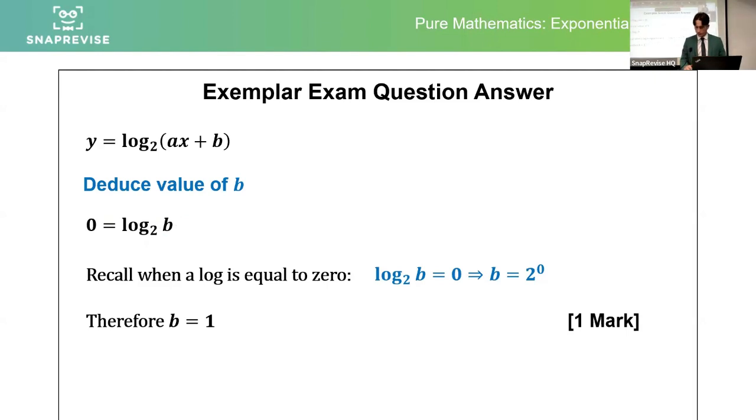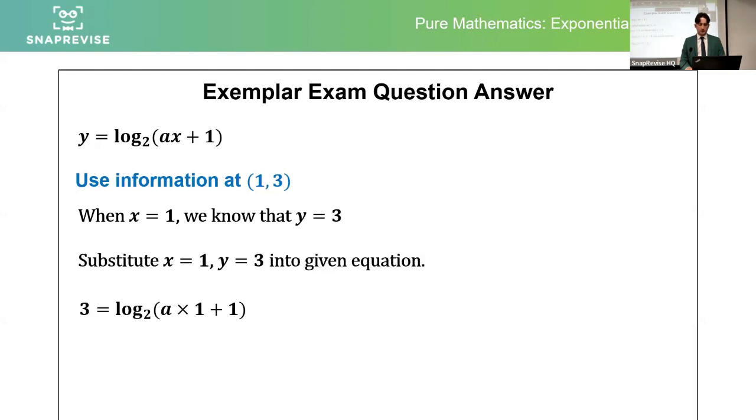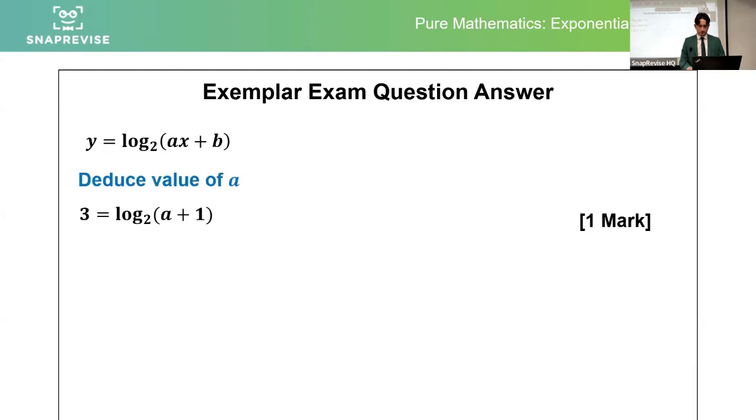Hopefully that's okay for everyone. Just check that's all good and let us know if not. And then for the second bit of information, we're going to sub the other coordinate in, given that we now know b is 1. We may as well replace that in there because there's one less unknown. So we sub x in as 1, y in as 3, and b we know is 1. We're just looking for a now. So 3 equals log base 2 of a times 1 plus 1. And then we're going to solve this. So this is where we're at, and we've got to be careful here.